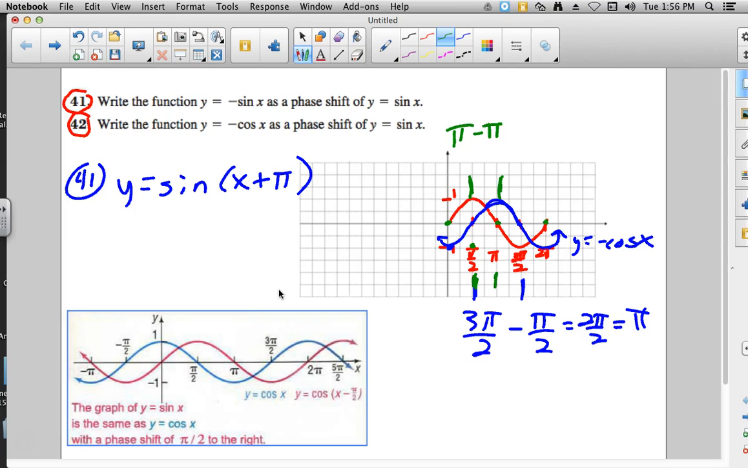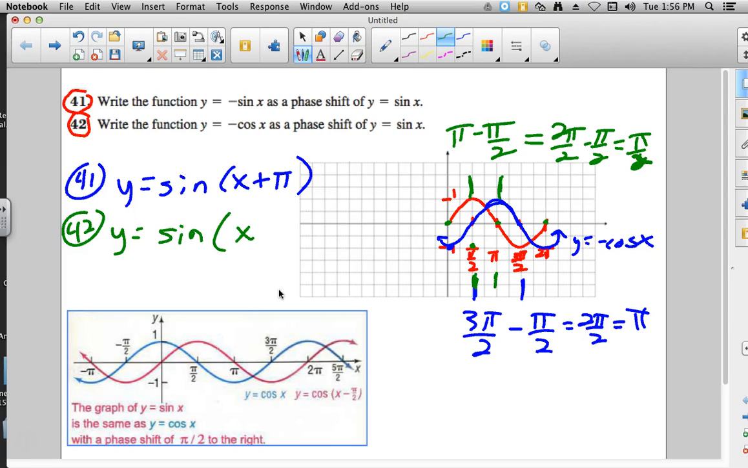So pi minus pi over 2 is going to be 2 pi over 2 minus pi over 2. And that will give us pi over 2. So the shift for that one needs to be pi over 2. And that one was a shift to the right. So we would have y equals the sine of x minus pi over 2. Because remember, this is always x minus h. So if we're moving that to the right-hand side, it's actually going to be x minus in those parentheses.